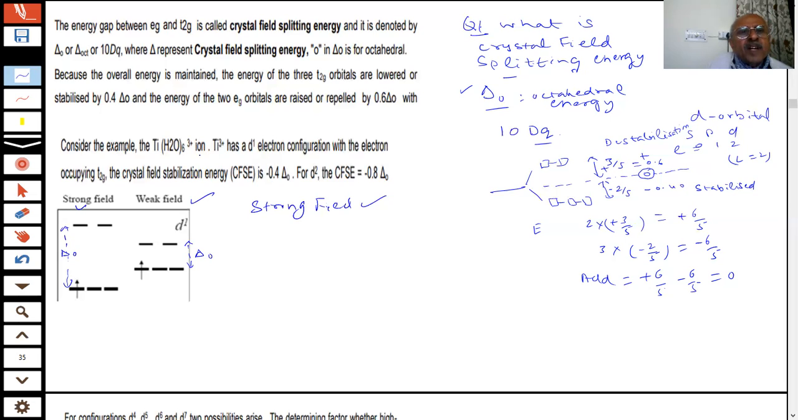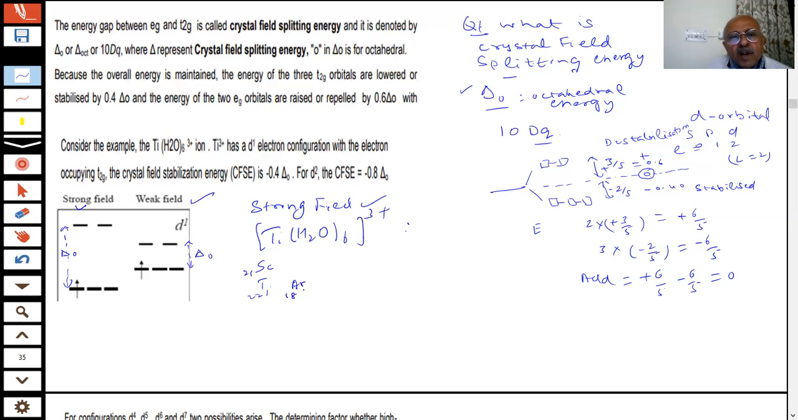So in the case of Ti(H2O)6 3+, tell me how many electrons are there in titanium 3+? Fast. Thirty seconds are given for everything. What is the d count? Scandium, then titanium. Titanium has atomic number 22. So what is titanium in the ground state?